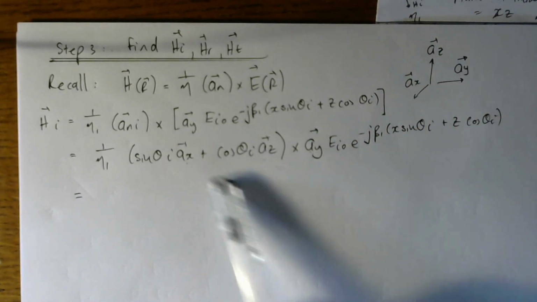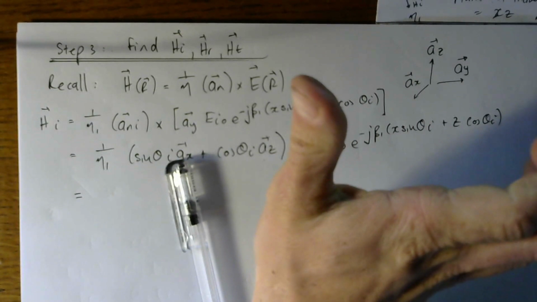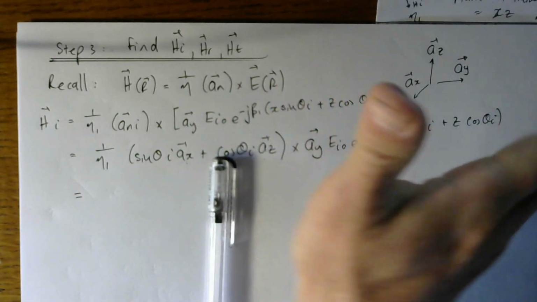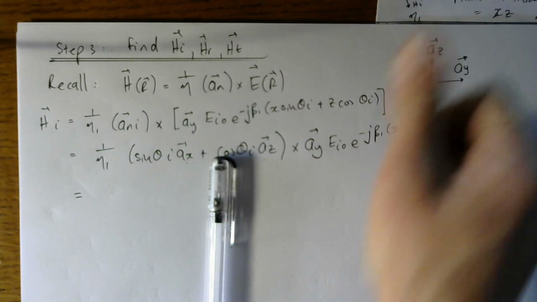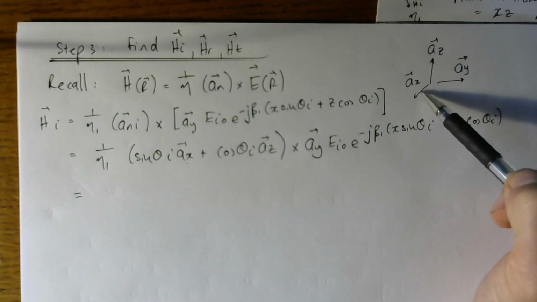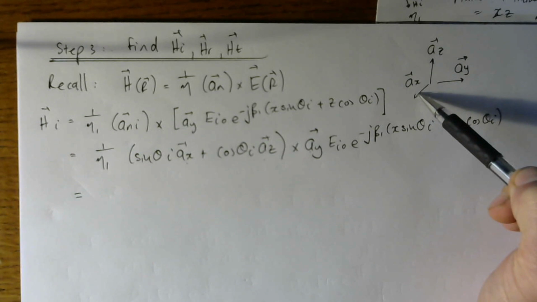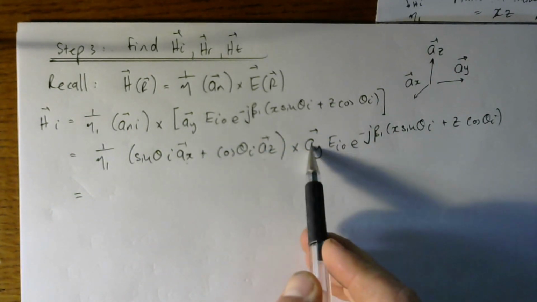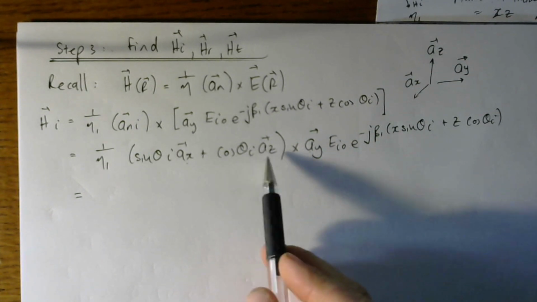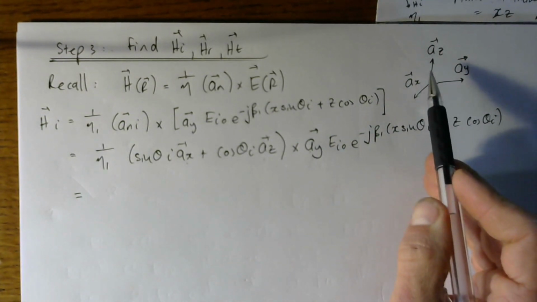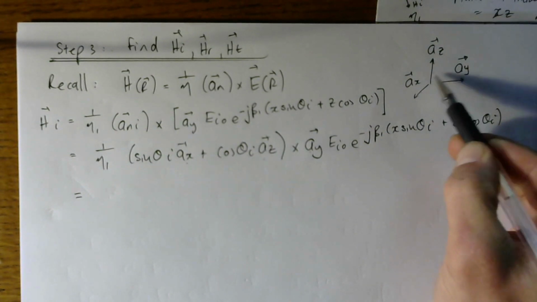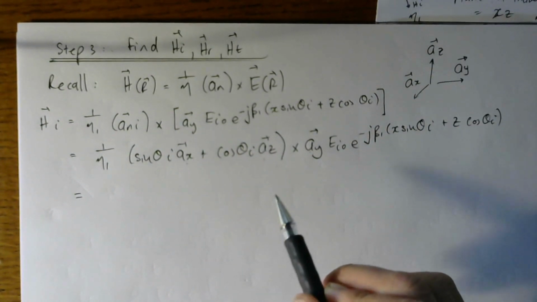So if I follow my right hand, look at my fingers, AX cross AY, my fingers point from AX to AY, my thumb will point in the direction of AZ. So X cross Y will give you Z. Z cross Y, if I follow my right hand rule, will point in the minus X direction.